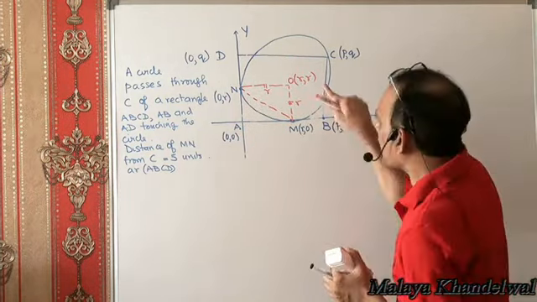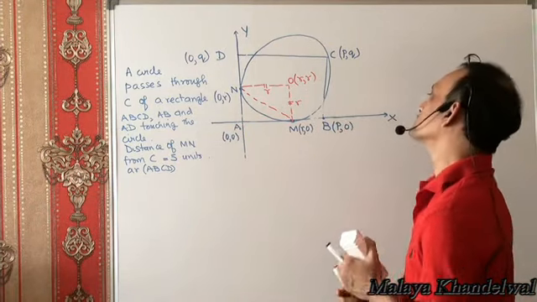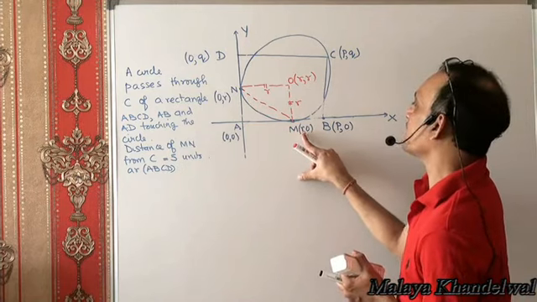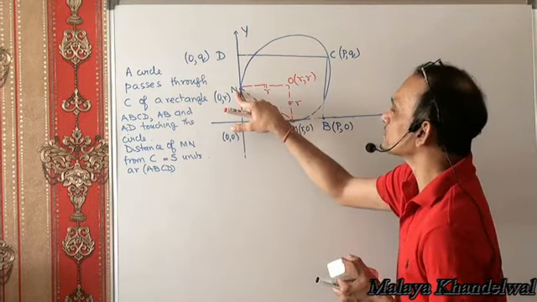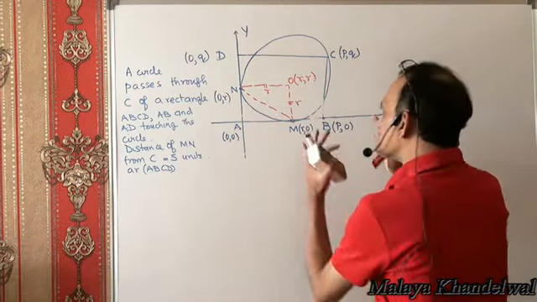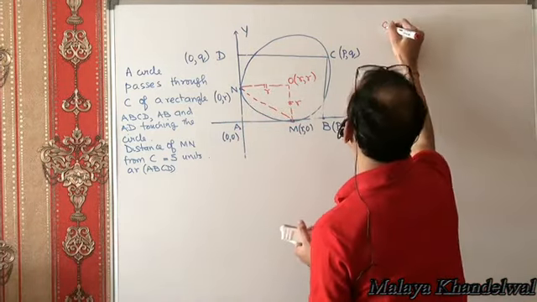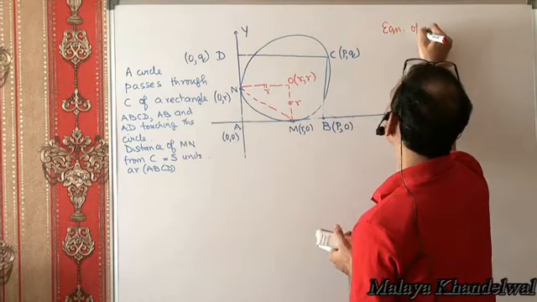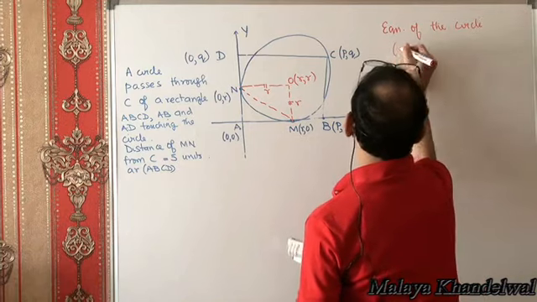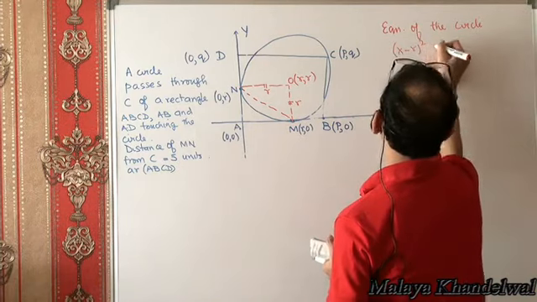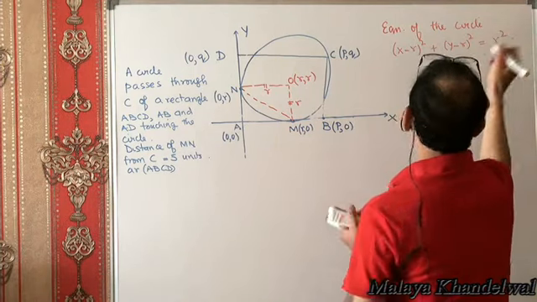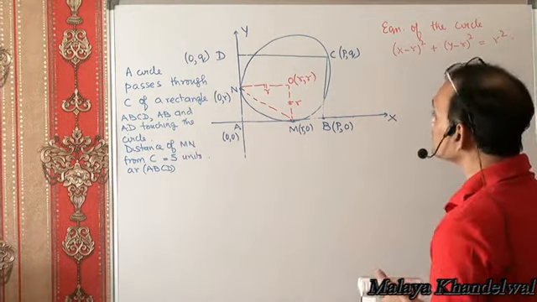And if (r, r) is the center O of the circle, very clearly this point of tangency M is going to be (r, 0), and this point of tangency N is going to be (0, r), where r is the radius of the circle. Then what's the equation of the circle? The equation of the circle is (x minus r) whole squared plus (y minus r) whole squared equal to r squared. That's the equation of the circle, right?